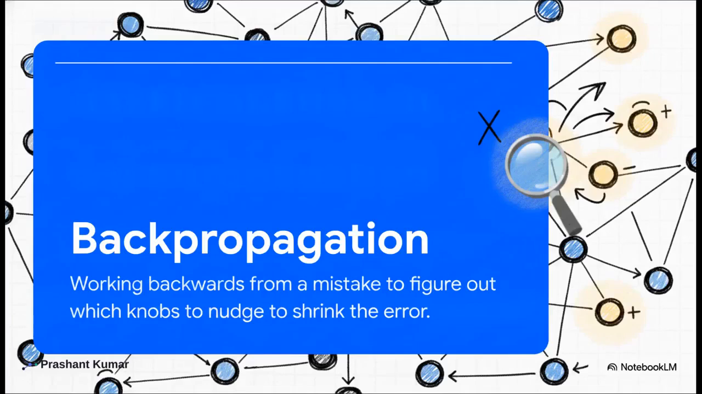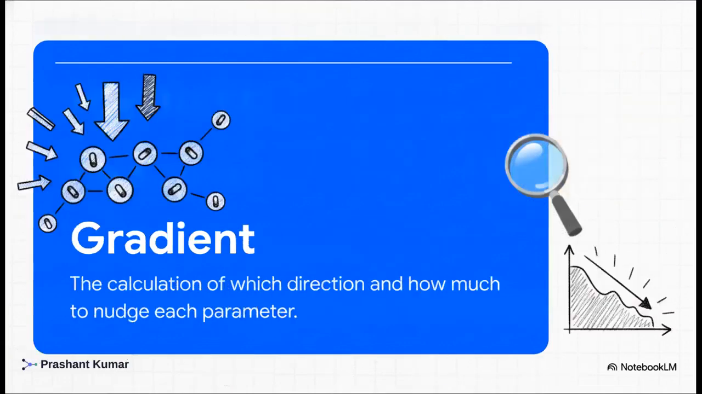And this is where things get really clever. It's called backpropagation. Basically, the model traces its steps backwards from its mistake to figure out exactly which knobs were responsible for the error. It's trying to find out which way to nudge each individual knob so that it shrinks that mistake next time around. To figure out that perfect nudge, the system relies on the gradient. The gradient is just the exact mathematical calculation telling it which direction and exactly how much to turn every single one of those millions of knobs.